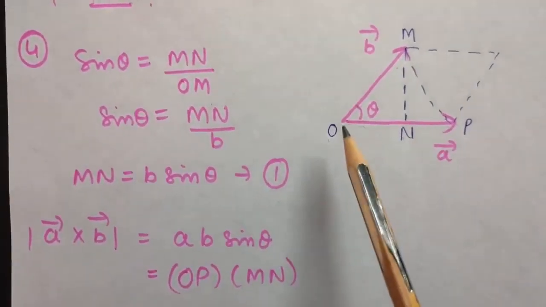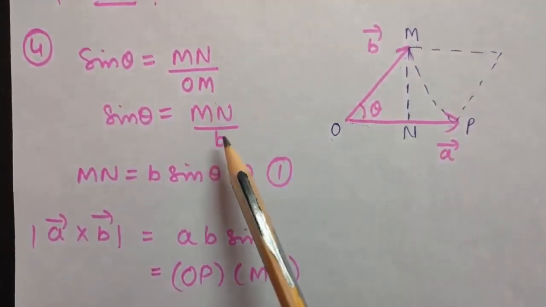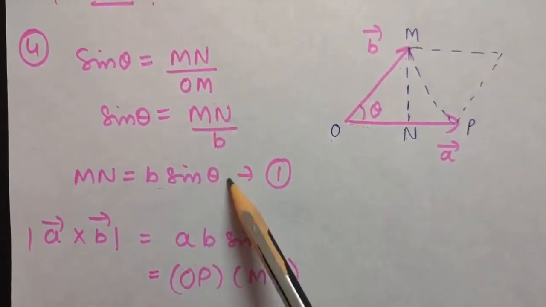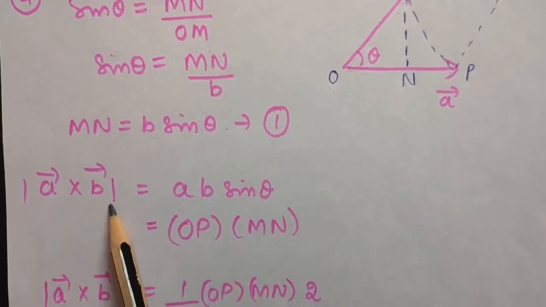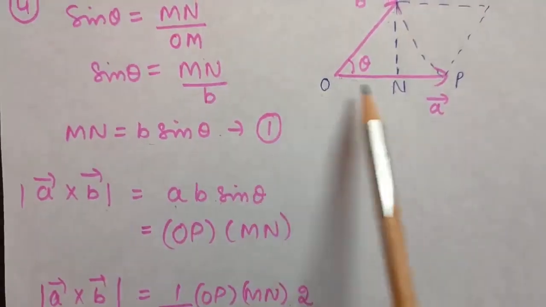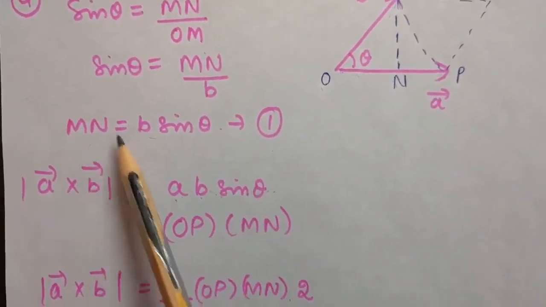Now you can clearly look here, OM is nothing but b. So putting OM equal to b, from here MN will come to be b sine theta. Mark it first equation. Now as you know, the magnitude of a cross b is ab sine theta. a is nothing but OP. So a is OP and b sine theta is MN.